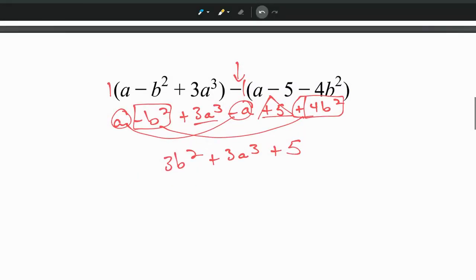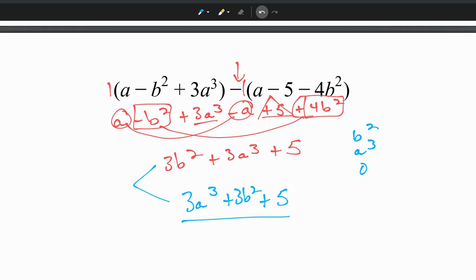For this second one, we have a b squared, we have an a cubed, and we have a 0. So obviously the plus 5 will go last. Again, we'll go alphabetical. So normally this would be written 3a cubed plus 3b squared. Now, the key thing to remember is these two things are technically the same, but you'll always see it written like this in books and in any formal writing just because that is an agreed upon order that we write these things in.